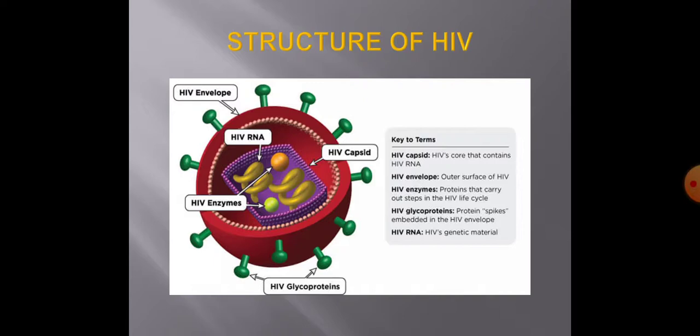Capsid encloses RNA genome as well as enzymes. The enzymes may include reverse transcriptase, which is used to convert the HIV RNA genome into DNA. The other enzymes include integrase and protease, etc.